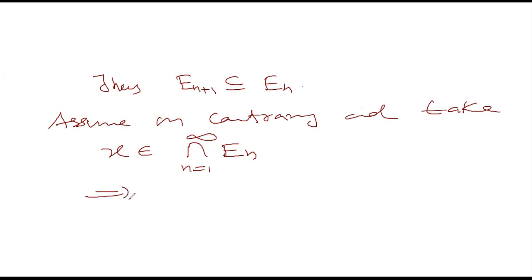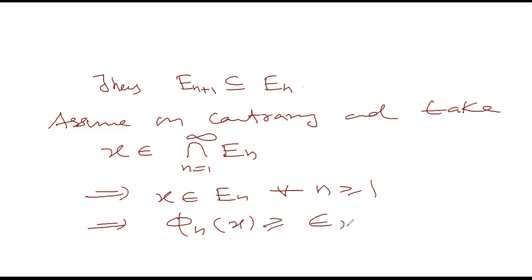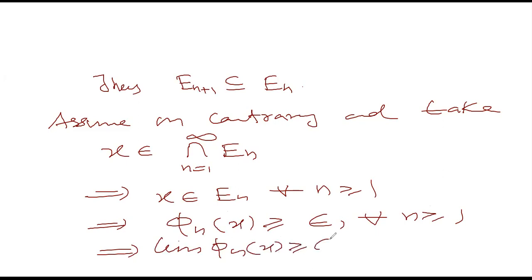So this means that x belongs to En for all n greater or equal to 1. But x belongs to En means that phi n of x is greater or equal to epsilon for all n greater or equal to 1. So this means the limit of phi n of x is greater or equal to epsilon. But what's the limit of phi n? That's 0. This means that 0 is greater or equal to epsilon. But this is a contradiction, because epsilon is positive.